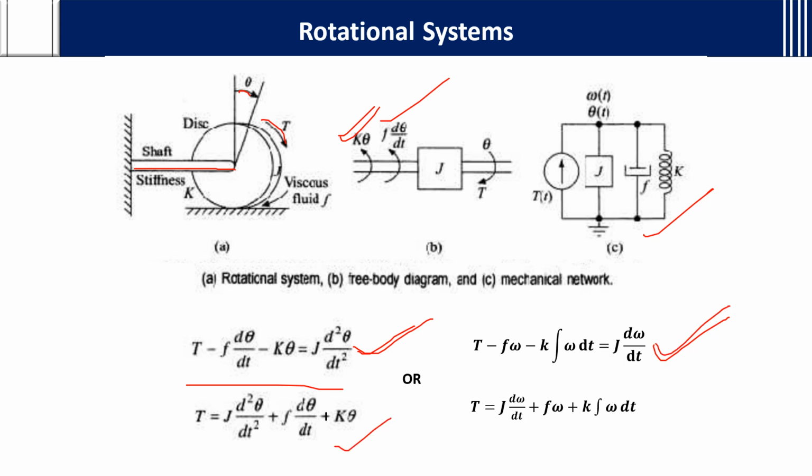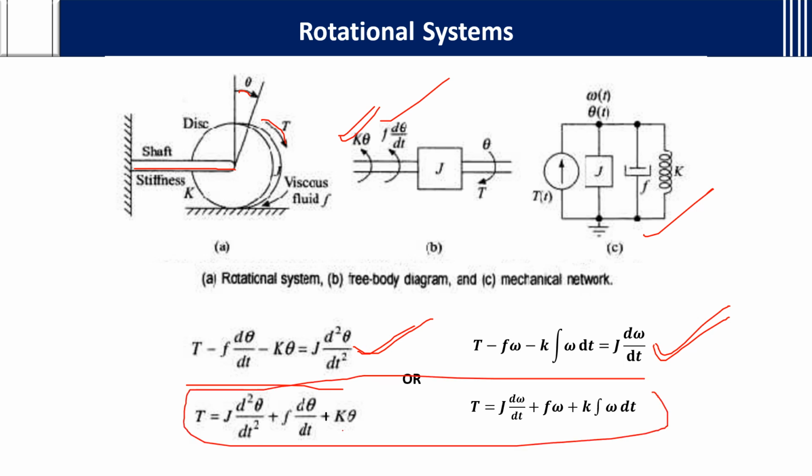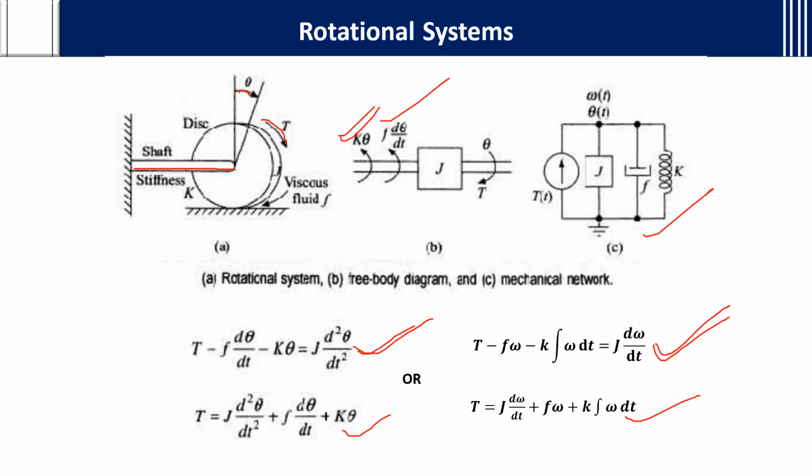Again, if you take the left hand side to the right hand side to make all plus, the torque equation will look like this. That's it. You need to remember this is the main equation. So this equation and this equation are very important. Okay, it is in terms of angular displacement. This is in terms of angular velocity. The equations of rotational systems.